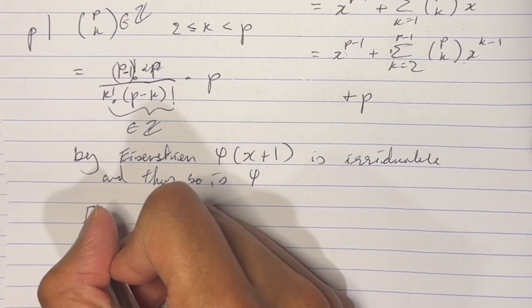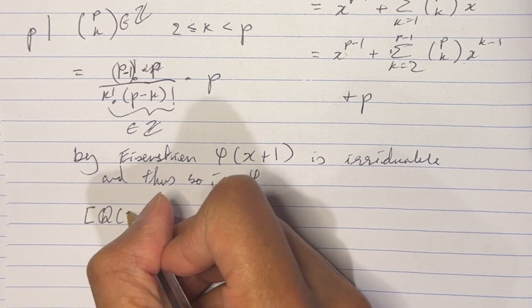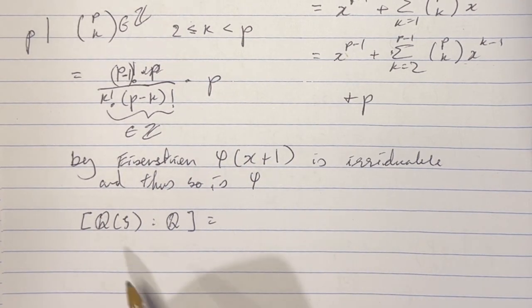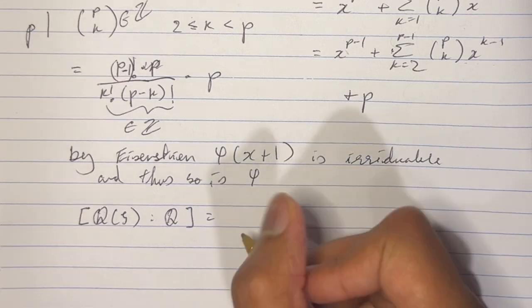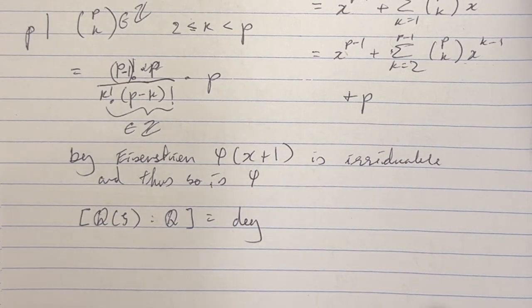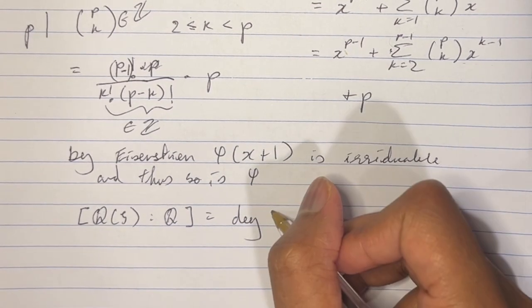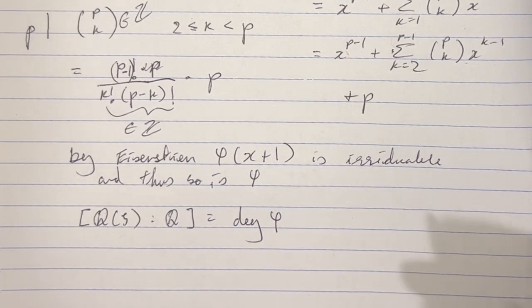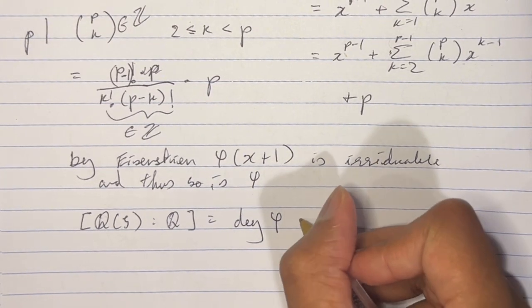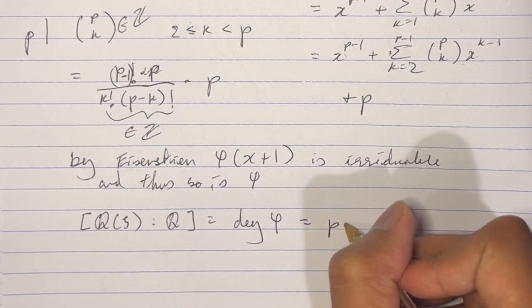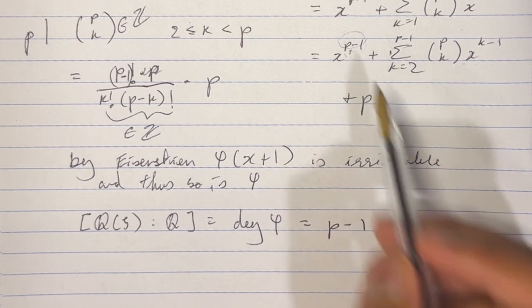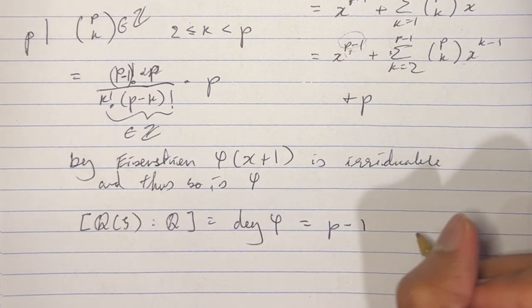Now we want to calculate the index of Q adjoin zeta over Q. And we know that this is the degree of the minimal polynomial of zeta. Given this, the degree of the pth cyclotomic polynomial is just p minus 1. It's p minus 1 just from here, that's the highest degree term. And so this is it.